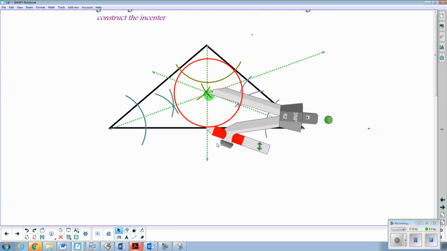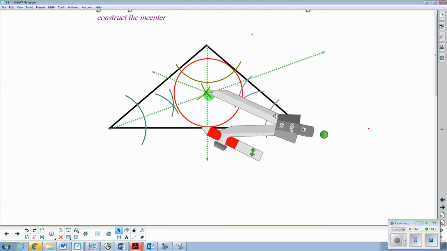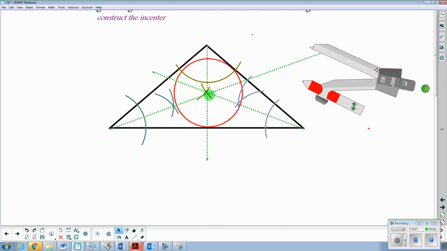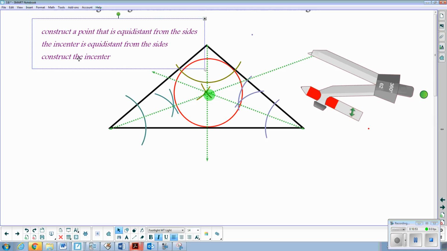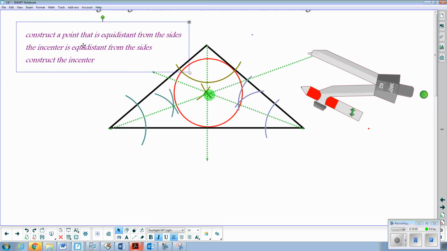But the idea is that you can figure out which point of concurrency you want to select, which in this case we reasoned through the in-center. So we wanted to find a point that's equidistant from the sides, and we wanted to find the in-center because the in-center is equidistant from the sides, so then we had to construct the in-center. So see how here it's a little bit off, and yours might be a little bit off too, but we're really just looking for the whole process, that you can do all of that, reason through that.